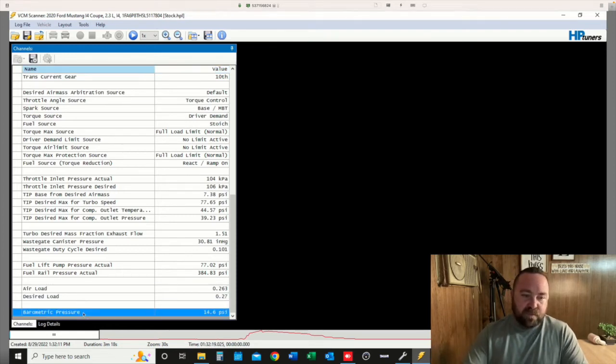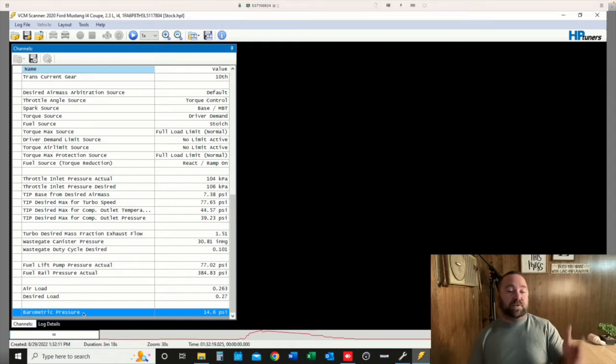Desired air load, same thing. You want to make sure those match or somewhere close to it. And barometric pressure. You need to know what your barometric pressure is at the car wherever you're doing data logs. That way you can find the appropriate boost level.